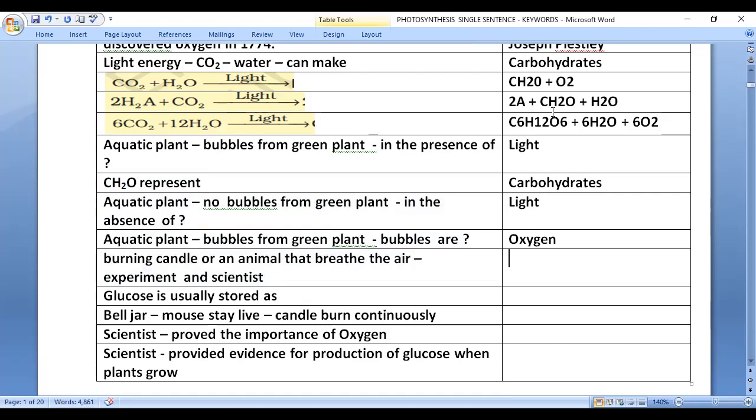Burning candle or animal that breathes the air: experiment and scientist? Bell jar experiment, scientist Joseph Priestley. Glucose is usually stored as starch. In the bell jar, the mouse stays alive and the candle burns continuously when we place a mint plant. Which scientist proved the importance of oxygen? Joseph Priestley.